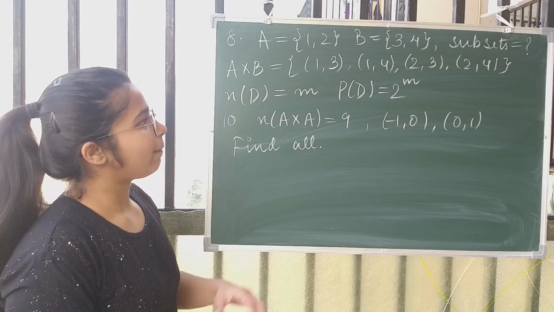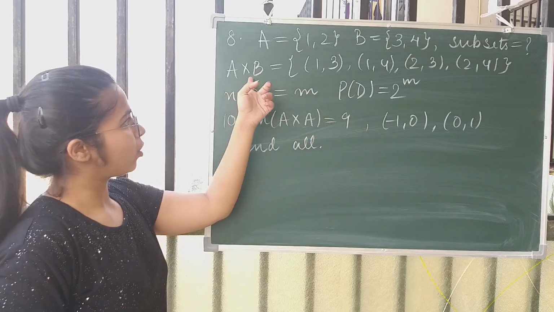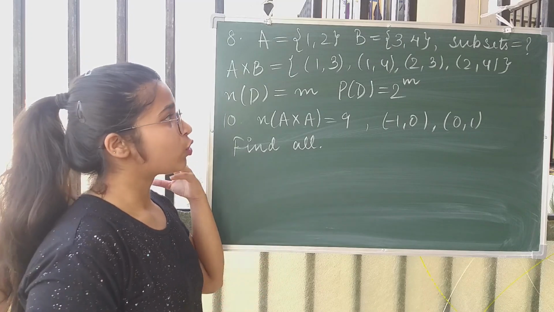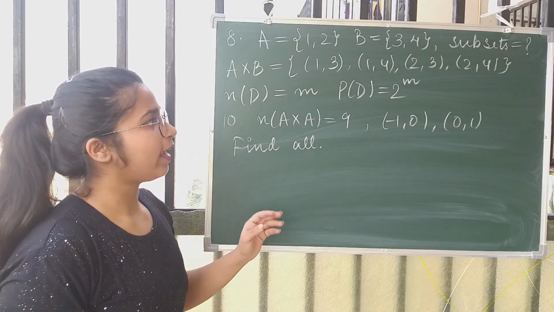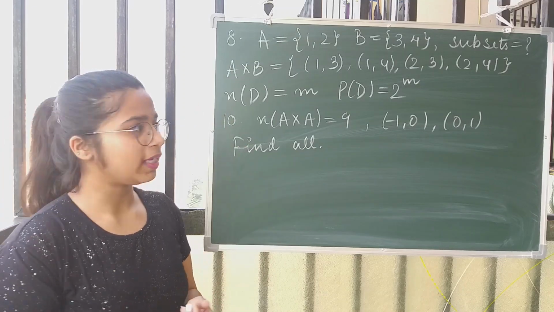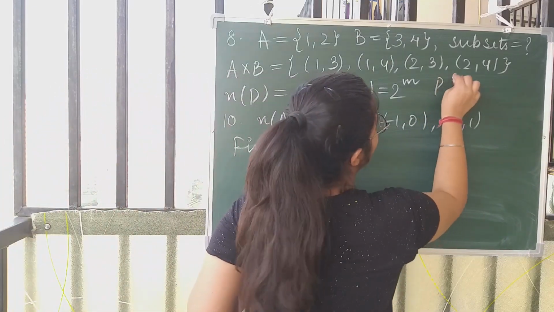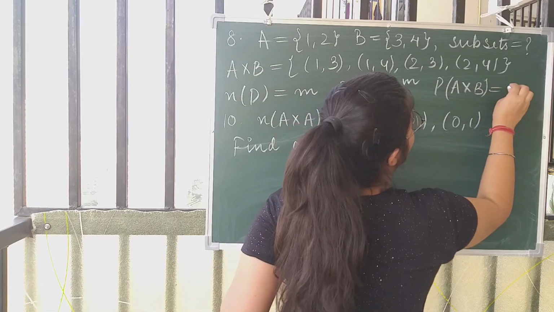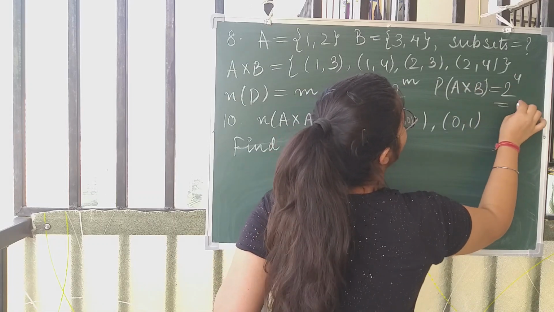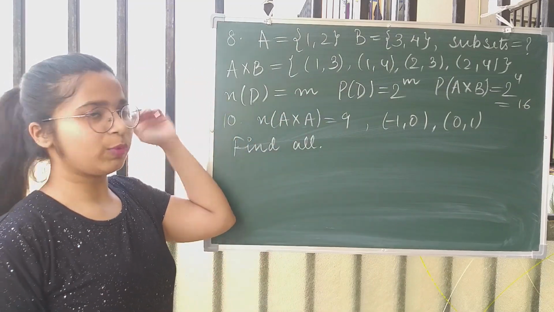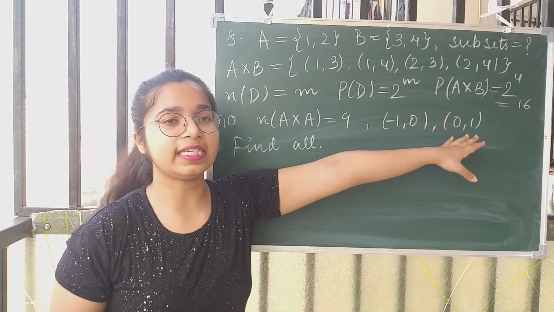So here आपका जो D है that is your A cross B. A cross B में कितने elements हैं? Those are 4 elements. So A cross B के कितने subsets होंगे? The number of elements in the power set of A cross B. That means you're gonna find P of A cross B, and that will be 2 to the power 4, that is 16. So this particular product will have 16 subsets.